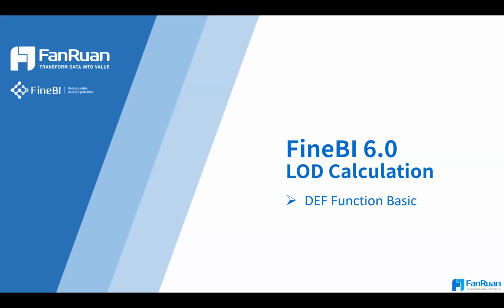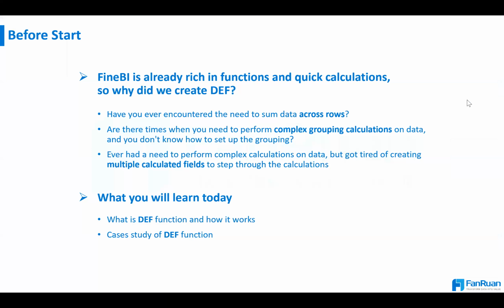Have you ever encountered any of the following problems in your BI analytics dashboard development? Have you ever needed to use data across rows? Are there times when you need to perform complex grouping calculations on data and you don't know how to set up the grouping? Or you know how to set up the grouping, but it takes a lot of steps and you got tired of creating multiple calculated fields to step through the calculations?